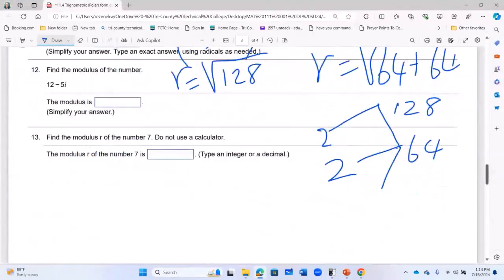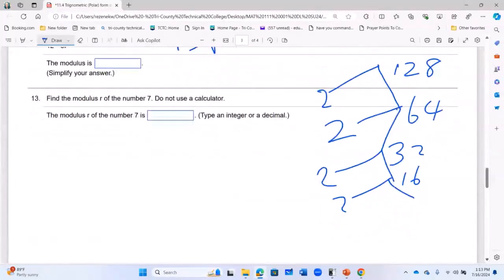I don't know if you remember that, but 2 going into 64 is 32. 2 goes into 32 is 16. 2 goes into 16, and I'm doing factor trees because they told me not to use a calculator, so I'm going to do what I can. Then I do 2 again, I have 4. And I do 2 again, I have 2. So I exhausted the factors.